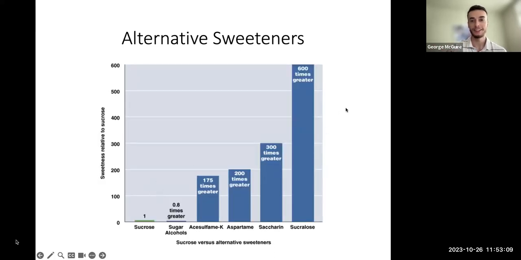And so you can see here, essentially this is showing you the relative sweetness, so how much we perceive sweetness from these different chemicals. And so sucrose is our baseline. So this is one glucose molecule combined with one fructose molecule that makes sucrose. So that is our baseline, our reference here. Sugar alcohols taste a little bit less sweet, but then all of these alternative sweeteners are way, way sweeter than sugar.